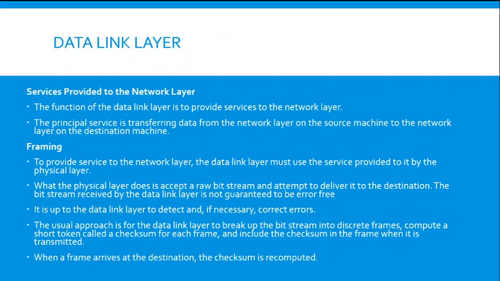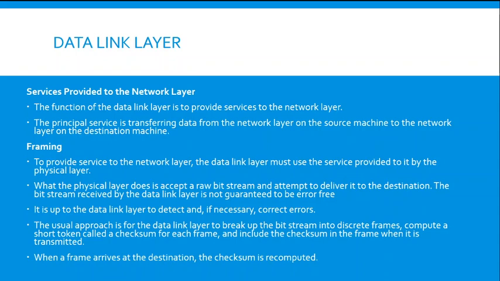The function of the data link layer is to provide services to the network layer. The principal service is transferring data from the network layer on the source machine to the network layer on the destination machine. We have framing, which provides the service to the network layer. The data link layer must use the service provided to it by the physical layer only. But sometimes you can go directly through the other different layers of OSI, such as transport, network, session, etc.